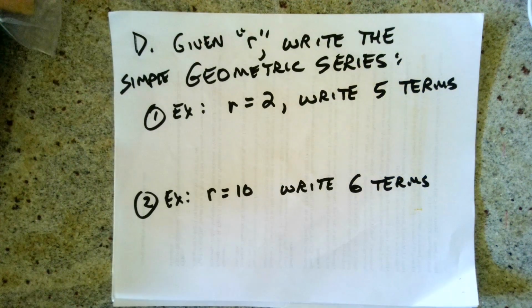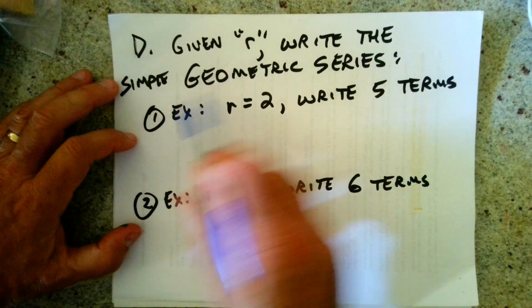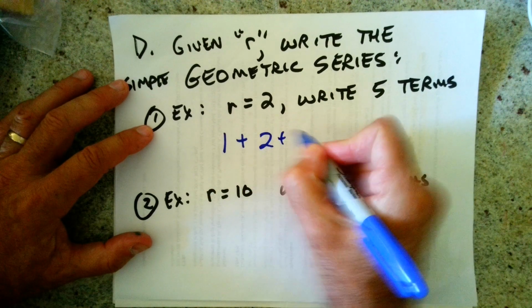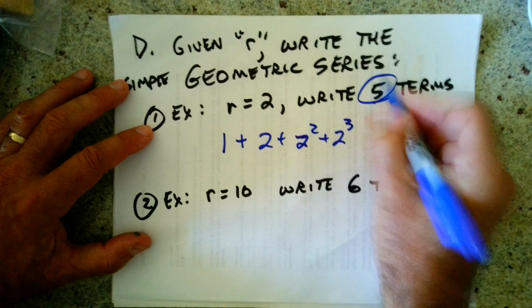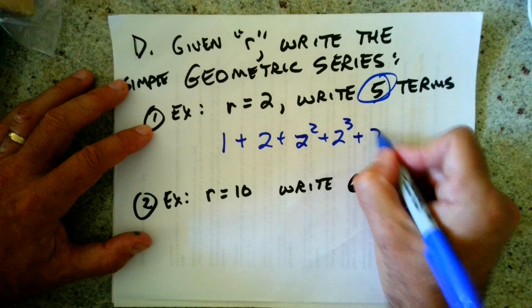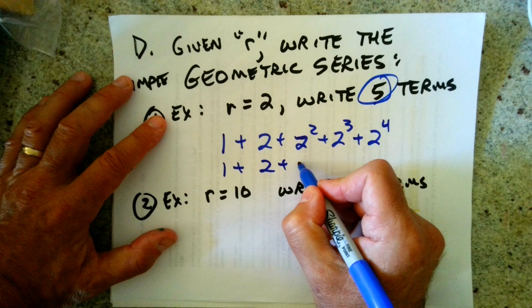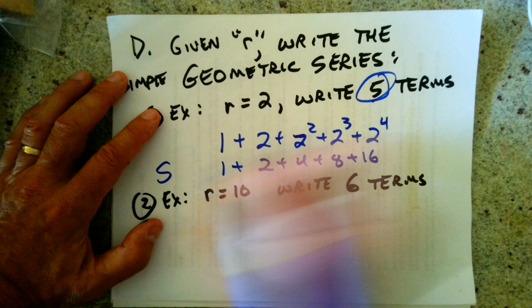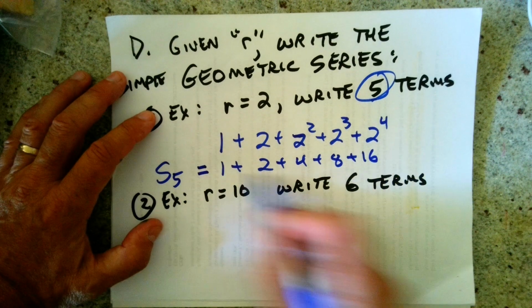Okay, to give you some practice, look at these. Again, pause the video, try them on your own, and I'm going to immediately do them. They give you R, and they want you to write the simple geometric series. It always starts with 1 plus 2 plus 2 squared plus 2 to the third, and they want 5 terms. 1, 2, 3, 4, to the fourth. If we needed to simplify it, we'd write it like this. And if we needed the sum of the first 5 terms, write big S for sum, little 5, meaning we want the sum of the first 5 terms, we would add those all up.